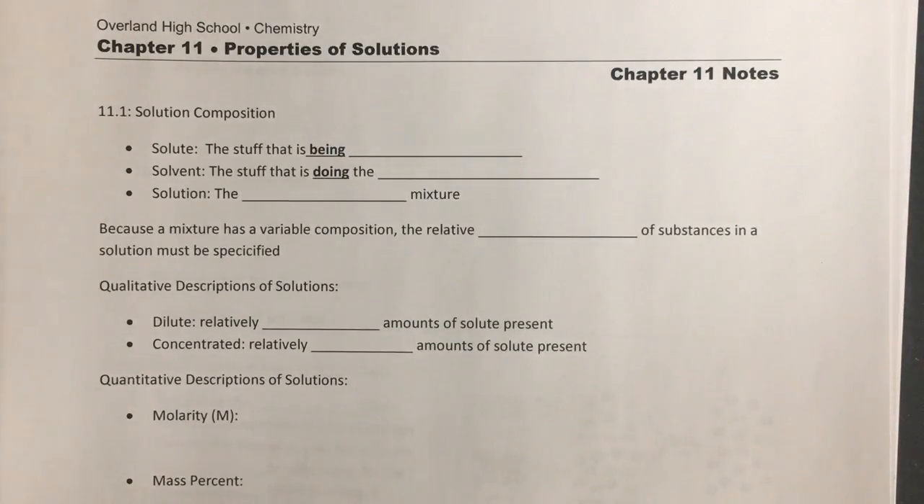Section 11.1 is a lot of review. It's stuff we talked about in Chapter 4, but since we haven't talked about solutions in a while, let's make sure that we understand all of these concepts because this will be really important for the next several chapters. So when we talk about a solution, there are three words that we're going to use a lot.